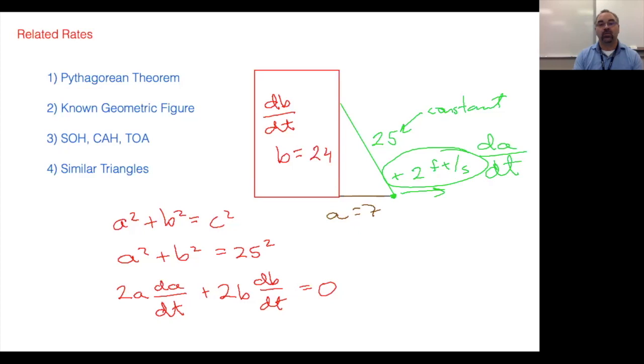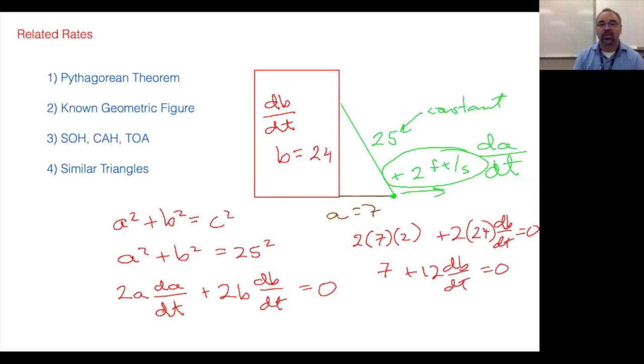Now we'll just plug it all in, and we're going to get 2 times 7 times 2 plus 2 times 24 times dB dt is 0. And if you're going, man, there's a lot of 2's in this thing that we could cancel out, you're right, there are. Let's go ahead and cancel out a bunch of them. So we get 7 plus 12 dB dt equals 0. And so dB dt is negative 7/12 foot per second. And there you go. So there's a quick hitter reminder of a related rate problem.